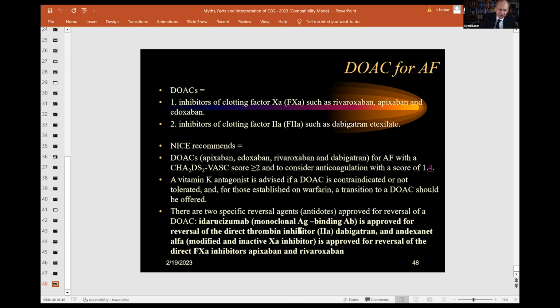There are 2 specific reversal agents now available, approved for reversal of DOAC. So idarucizumab, which is a monoclonal antibody fragment, is for reversal of the direct thrombin inhibitor, factor 2A, which is dabigatran, or andexanet alfa, which is a modified inactive factor 10A, and it is used when there is an intolerance or excessive use of apixaban and rivaroxaban.